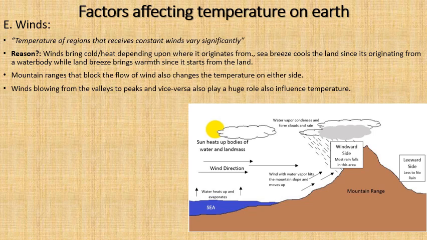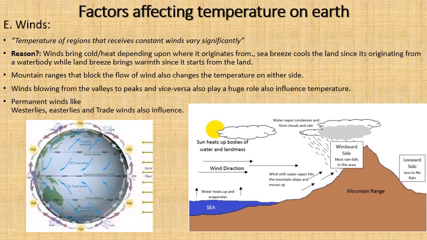Winds blowing from valleys to peaks and vice versa also play a huge influence. Just like we discussed in the previous slide, valley breeze and mountain breeze also influence temperature. Last point, and very important: permanent winds like westerlies, easterlies and trade winds. These are the permanent winds which always flow from one latitude to another on the surface of the earth. We will be learning about this in detail in the next chapter. So this also creates a huge influence. You can see blue arrows from one latitude to the other latitude. These winds always blow on the surface of the earth.